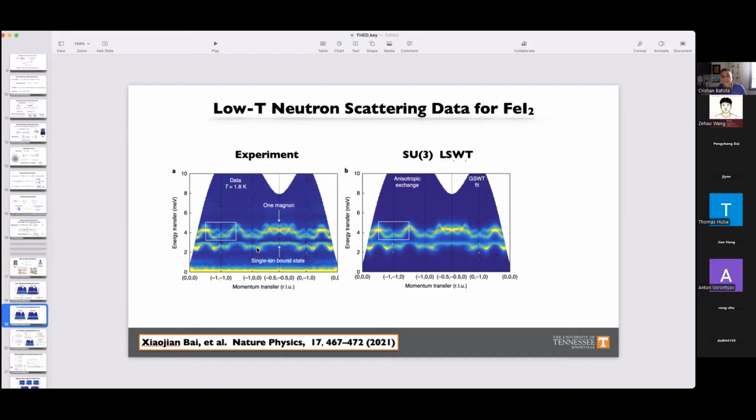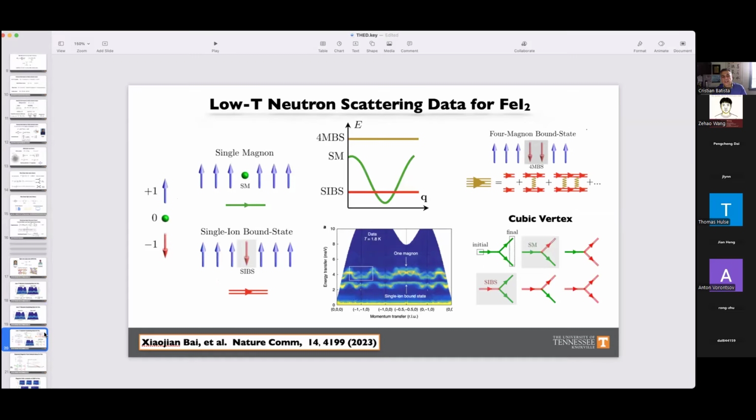The reason is that with neutron scattering, you have a selection rule, delta Sz equals 1, that in principle allows you to only excite dipolar excitations. But here, because of the hybridization between dipolar and quadrupolar, you can also see the quadrupolar.